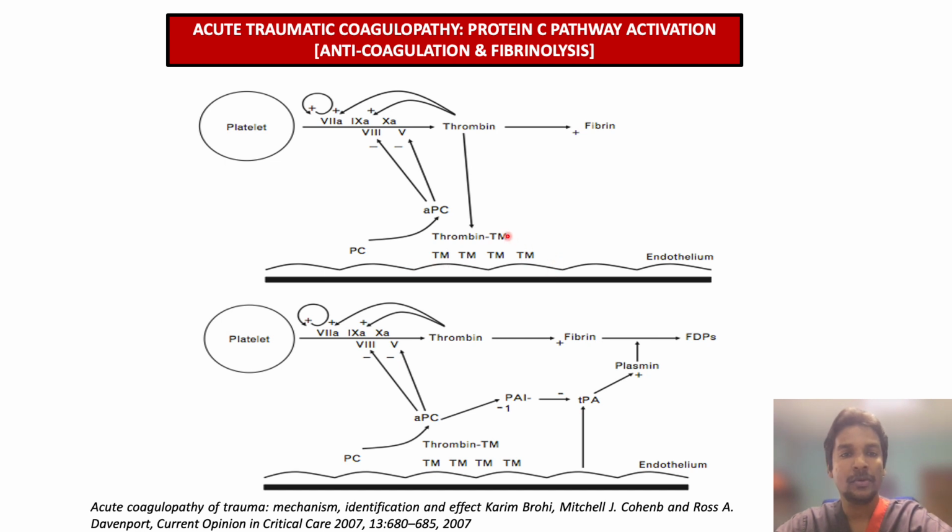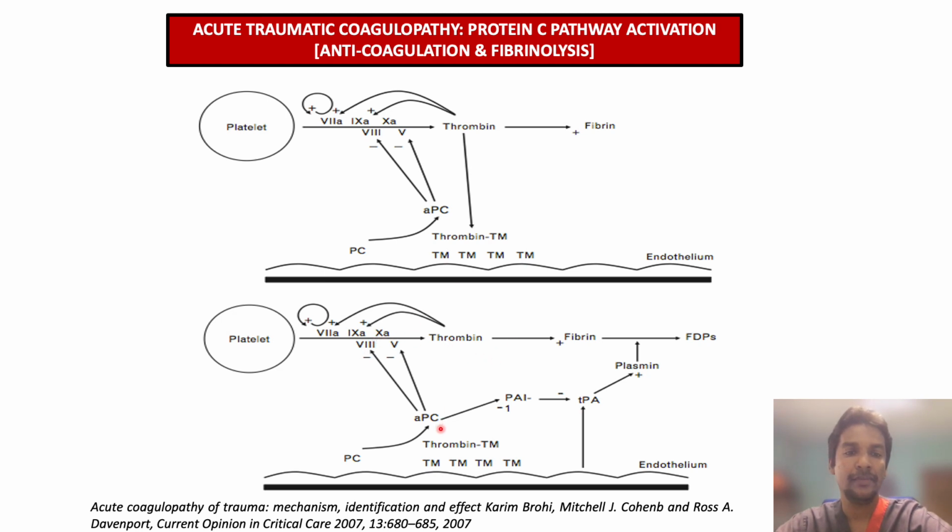Thrombomodulin will bind to thrombin and form thrombin-thrombomodulin complex. This will indirectly reduce the availability of thrombin and reduce the formation of fibrin through cleavage of fibrinogen. Other than that, this thrombin-thrombomodulin complex will activate protein C to activated protein C. Activated protein C will further inhibit factor 5 and 7, causing reduction in thrombin formation.